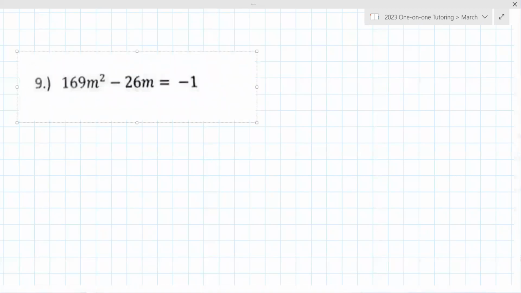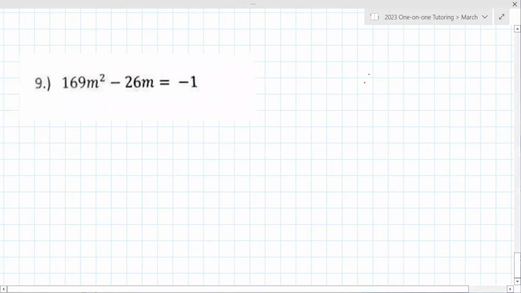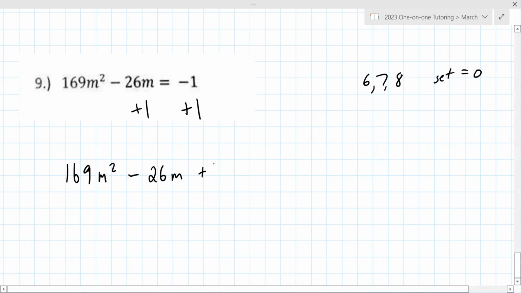All right, so if you look at 6, 7, and 8, I know we said, hey, let's look at 9. But if you look at 6, 7, and 8, they are all set equal to 0. Okay, this one's not. It's set equal to -1. You might think, well, that looks different. It is different, but you want to get it equal to 1. So you're going to add 1 to both sides. 169m squared minus 26m plus 1 equals 0.